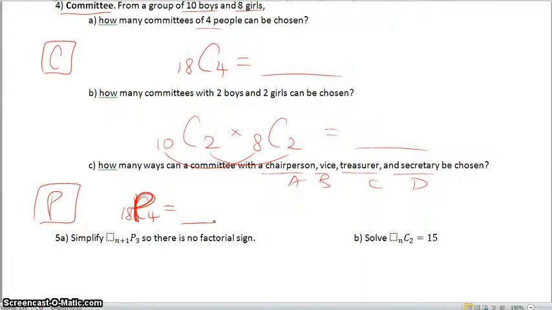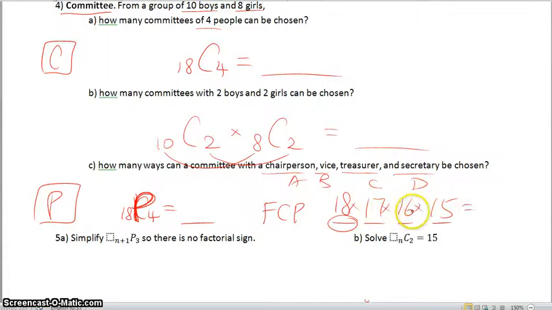The other way to think about this is to use the fundamental counting principle. Okay, you have four positions. How many people can you choose for the chairperson? Well, there are 18 people to choose from. How many people can be chosen as the vice? Well, once you choose a vice, I don't think the chairperson will also be the vice, so it's down to 17. How many can be the treasurer? Well, it won't be the first two, so that's down to 16. How about secretary? There's 15.